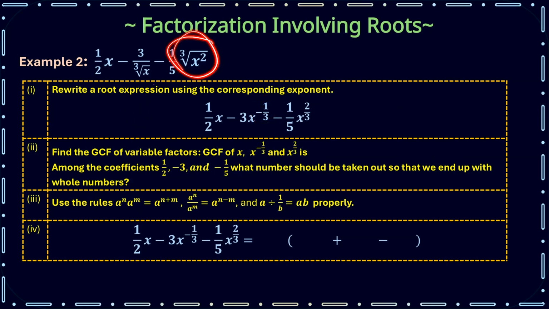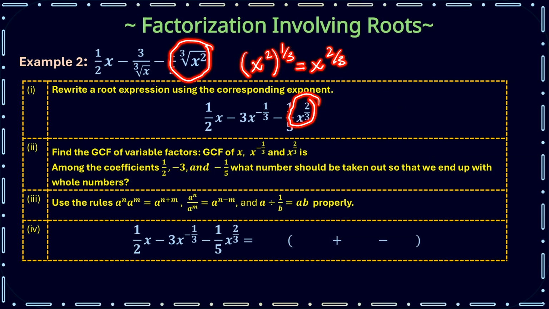And then here we have the cube root of x squared. That is x squared to the power of 1/3. You can multiply the powers. That would be x to the 2/3. So the cube root of x squared written in exponential form is x to the power of 2/3. This is your step 1. Rewrite everything in exponential form.